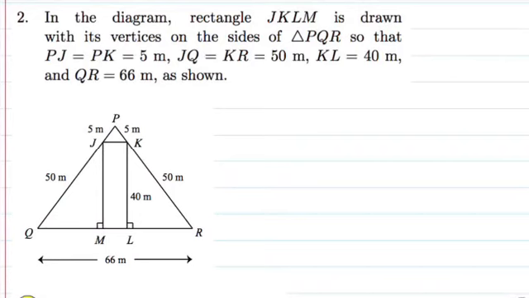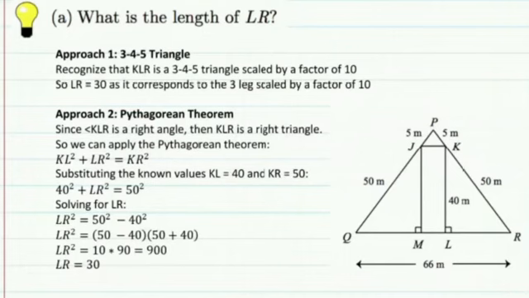The 2020 Fryer Contest, Question 2. In the diagram, rectangle JKLM is drawn with its vertices on the sides of triangle PQR so that PJ equals PK equals 5 meters, JQ equals KR equals 50 meters, KL equals 40 meters, and QR equals 66 meters, as shown. Part A reads, what is the length of LR?